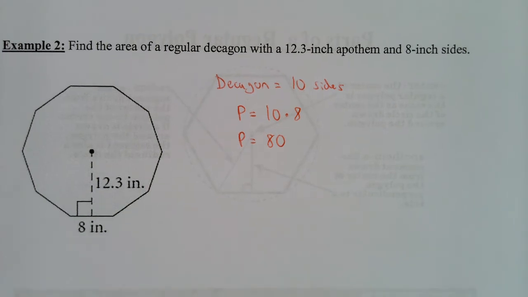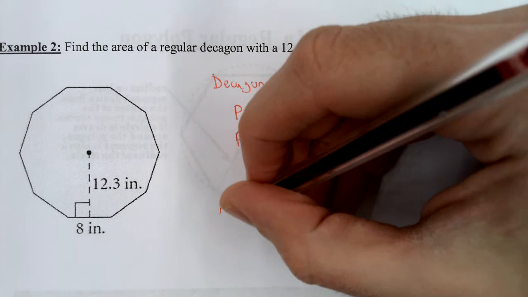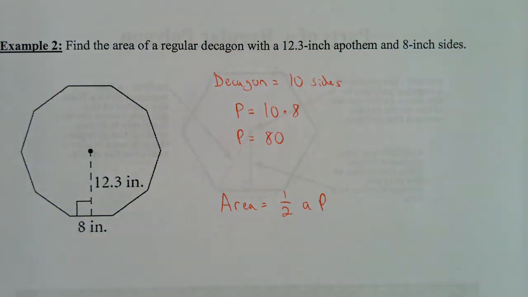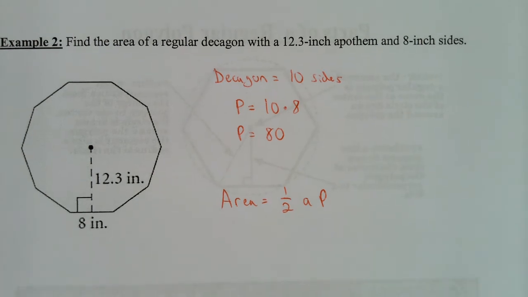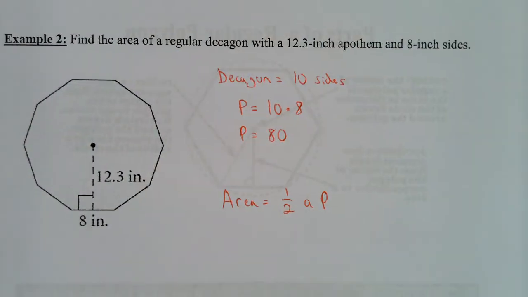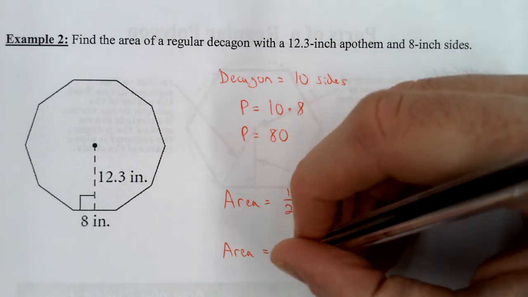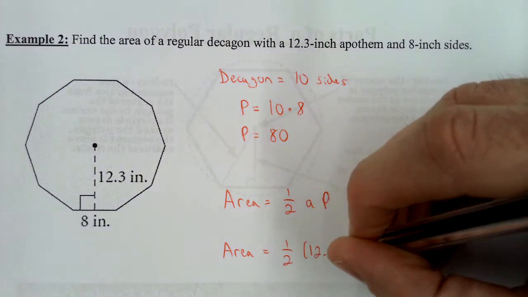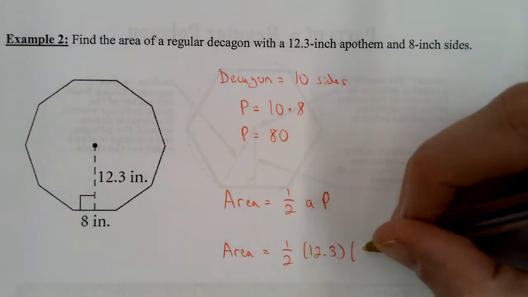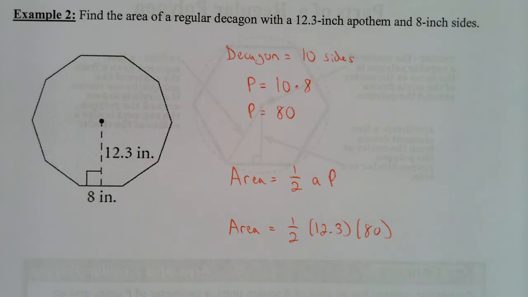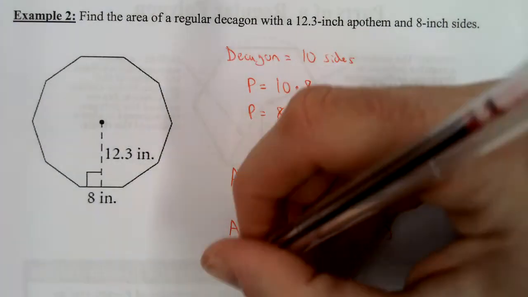Now let's go into the formula. Area equals 1/2 times the apothem times the perimeter. The apothem is labeled. Again, this is why this was an easy one. It was labeled for you. The apothem is 12.3. Area equals 1/2 times 12.3 times the perimeter of 80. Okay. It's going to give you 492 inches squared.